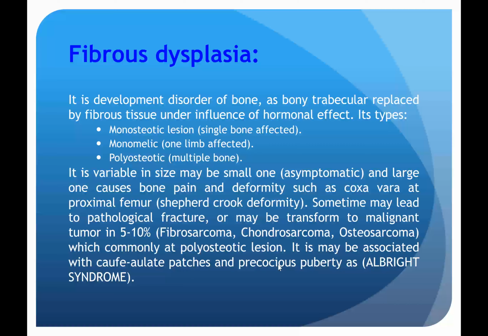The fibrous dysplasia is a developmental disorder of the bone. It occurs when the trabecular bone is replaced by fibrous tissue. It is of 3 types: a single bone affected, called monostotic; multiple bones affected but in only one limb, called monomelic; and multiple bones in multiple parts, called polyostotic.